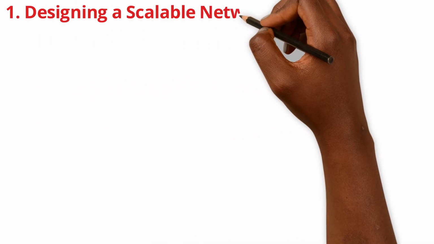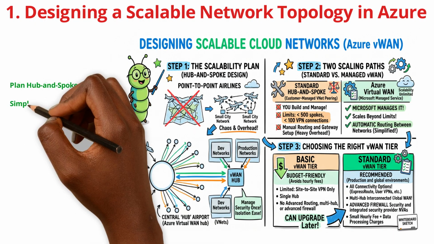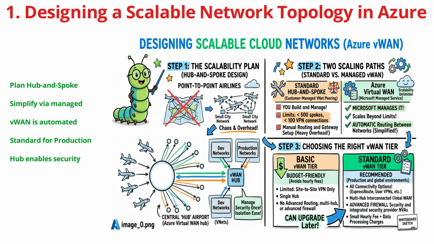When your cloud footprint grows, you need a scalable design. The recommended model is hub and spoke, just like an airline network. Instead of connecting every small city directly, everything routes through a central hub. In Azure, Virtual WAN is the service that builds this cloud hub for you.